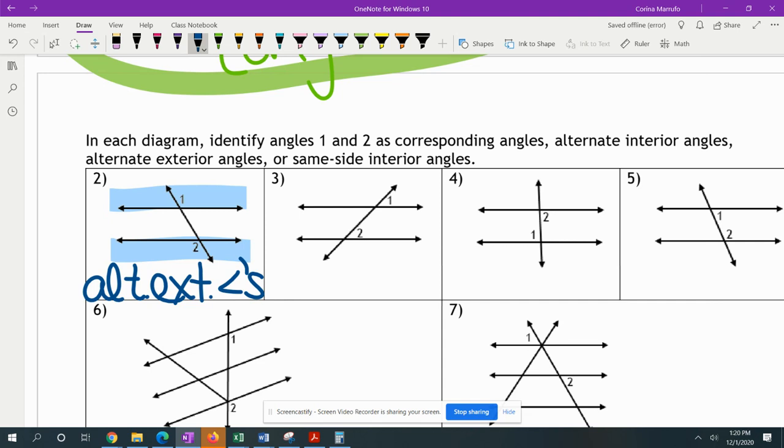Okay, this next one, 2 is in the interior, 1 is in the exterior. So they're not alternate interior, alternate exterior, and they're not same side interior because they're not both inside. These ones are corresponding because they have the same position. They're to the right of the transversal and above the parallel line. So these are corresponding.